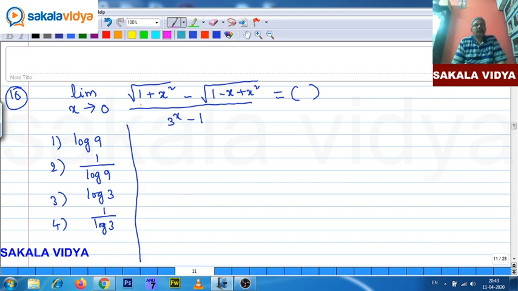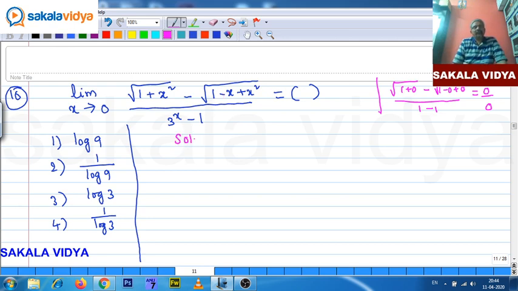Limit x tends to 0, root of 1 plus x square minus root of 1 minus x plus x square upon 3 power x minus 1. Let us substitute the limit first. Root of 1 plus 0 minus root of 1 minus 0 plus 0 by 3 power 0 minus 1. This will be 1 minus 1, 0 by 0 form, indeterminate form. You can apply L'Hospital's rule, or you can rationalize the numerator also. Any of the methods you can apply. So, first, for example, if you differentiate it, what do you get here?